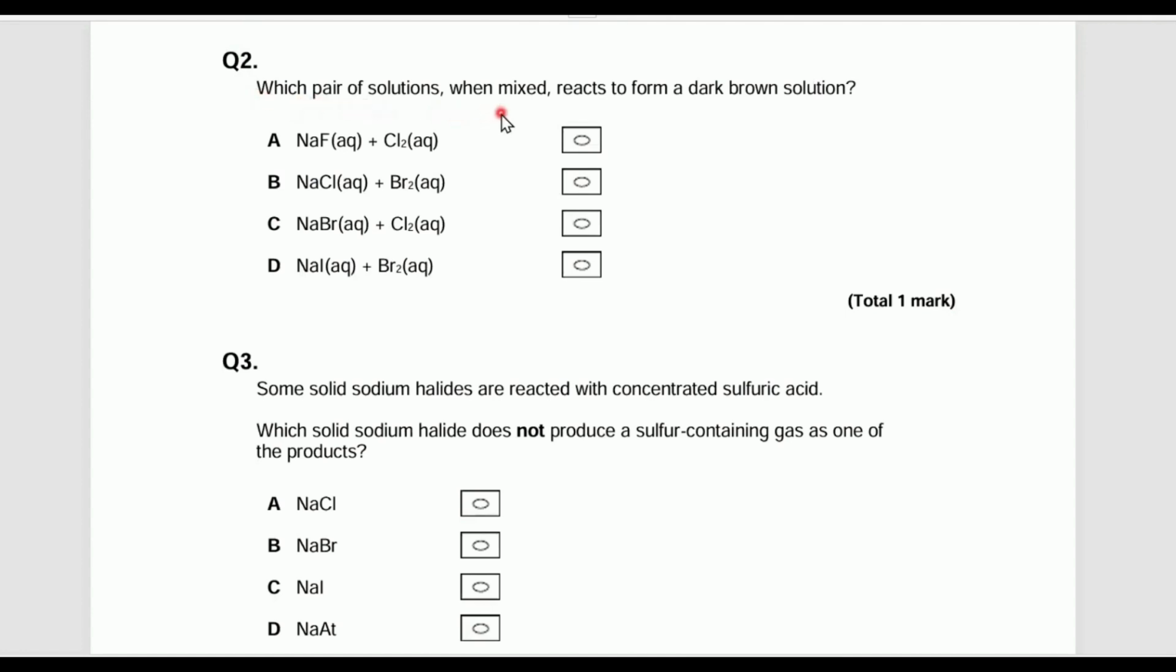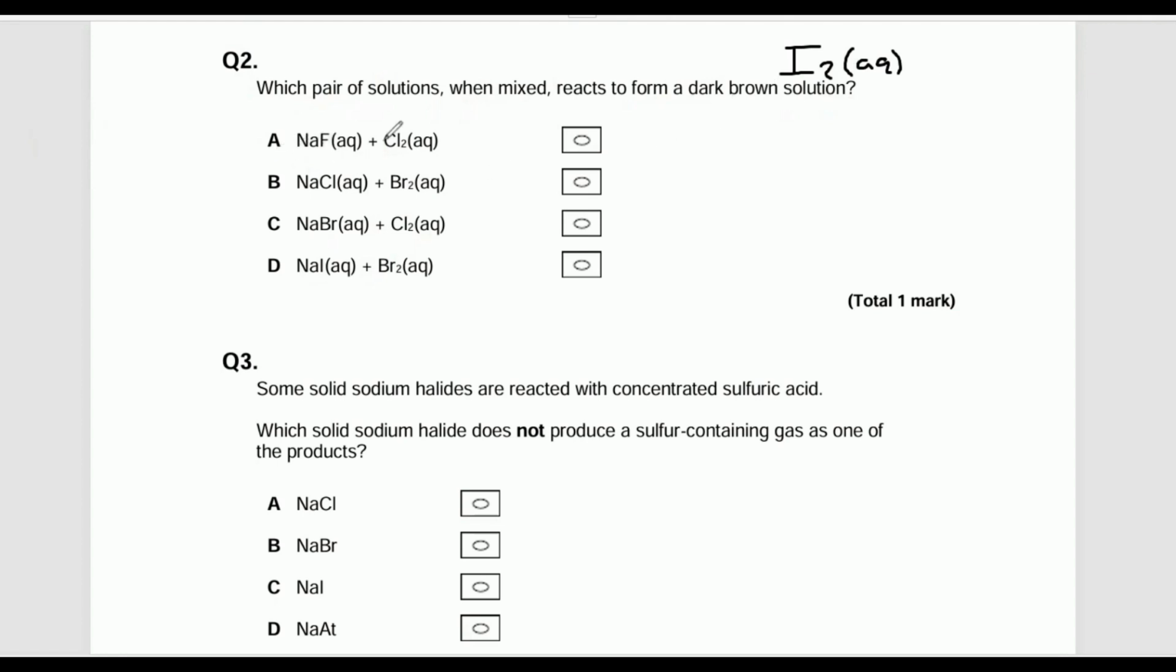Question 2, which pair of solutions, when mixed, reacts to form a dark brown solution? So we're dealing with group 7. What in group 7 do you know has a dark brown solution? I'm kind of looking for iodine, really. You know, iodine is a dark brown solution, isn't it? Black grey solid, but dark brown when in solution. You've all seen iodine solution. Well, if you've done biology, you've definitely used it.